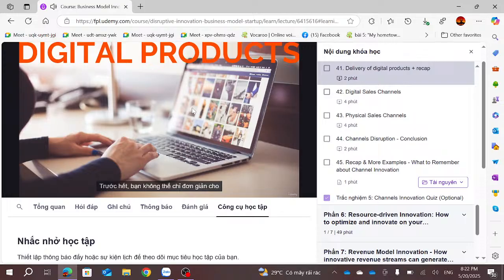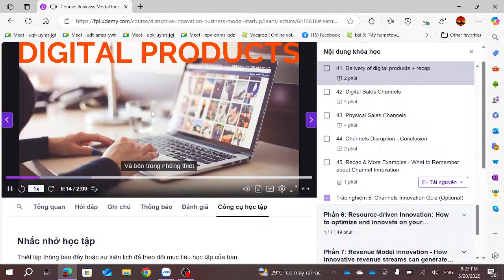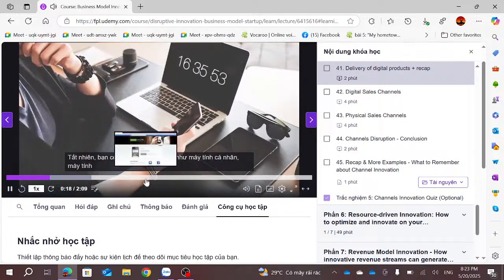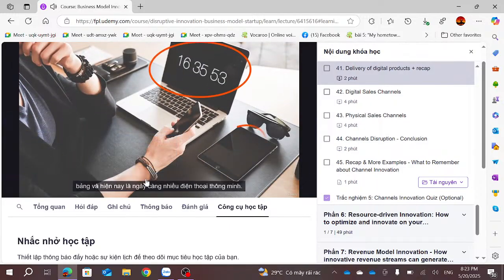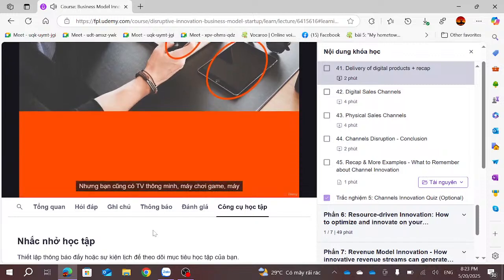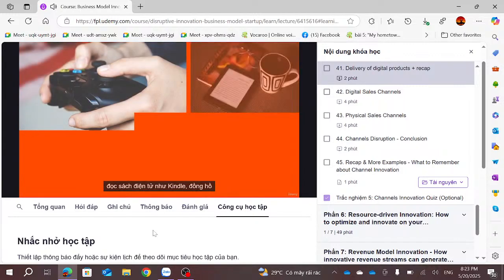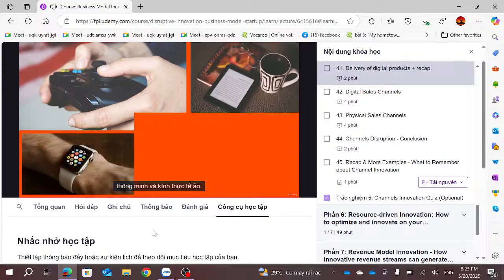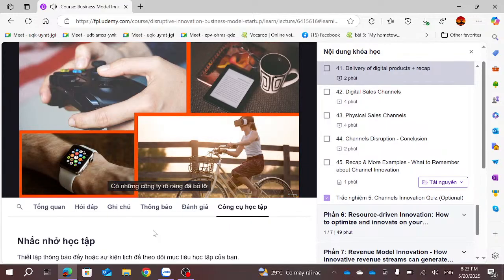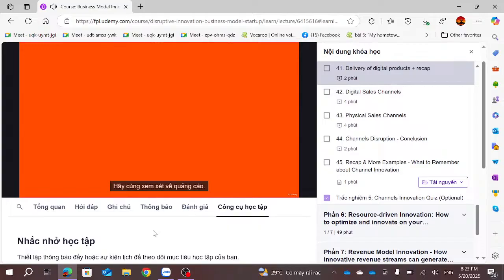First of all, you can't simply put anything that is delivered through the internet in one basket because there are plenty of devices. And inside these devices, there are plenty of different platforms. Of course, you have the main ones, like personal computers, tablets, and now more and more smartphones. But you also have smart TVs, gaming consoles, e-readers like Kindle, smart watches, and virtual reality headsets. There are companies that clearly missed the switch to mobile, so you always have to stay aware of the big trends. Let's take a look at advertising.